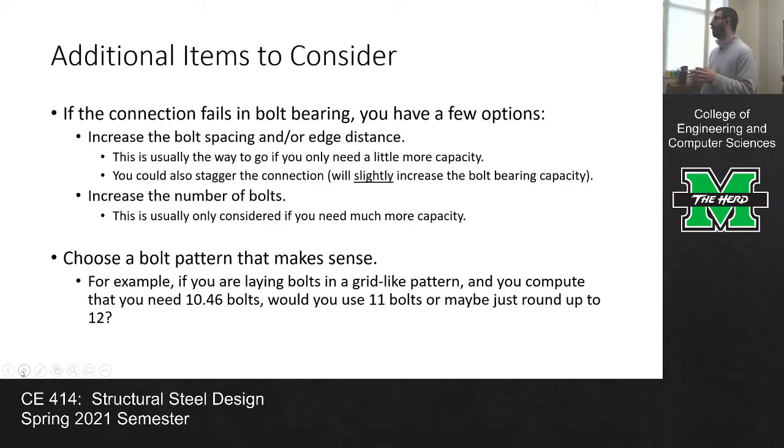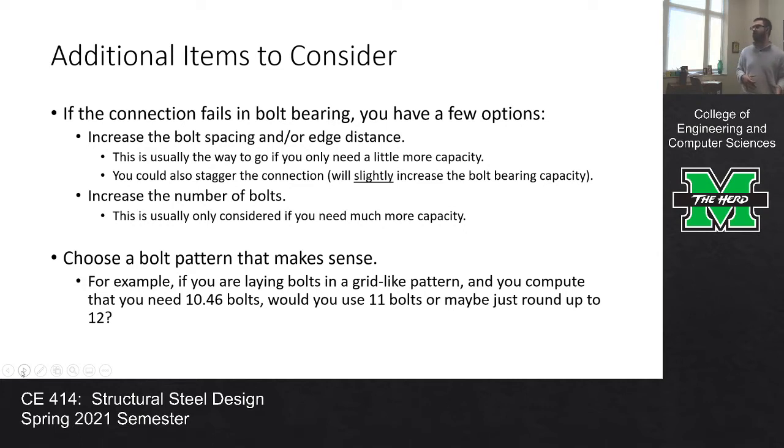So here are some additional items to consider. Let's say that you're on step 5 and you analyze the connection, you check the bolt bearing capacity, and you find that the bolt bearing capacity is not enough. It doesn't have enough capacity to withstand the load. There are a few options, and I think what you do has to be a function of how bad it is. For instance, let's just keep the numbers simple. Let's say your load's 200 kips.